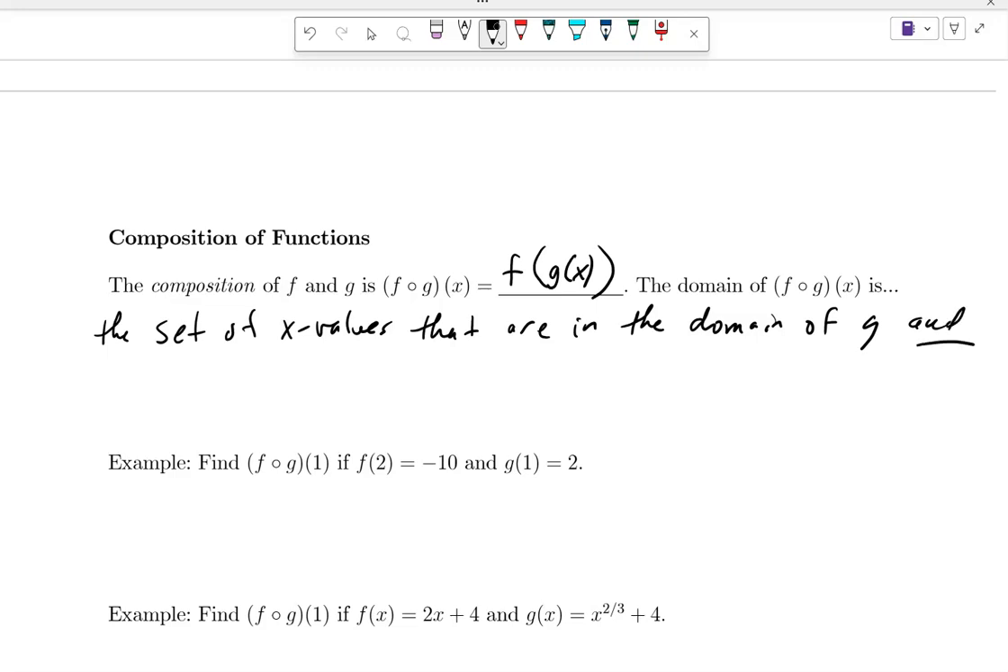And G of X, the output, is in the domain of F. Okay. It's a lot of words. It's a lot easier to do it with symbols, which we'll talk about later on here. All right, so let's do the first one.